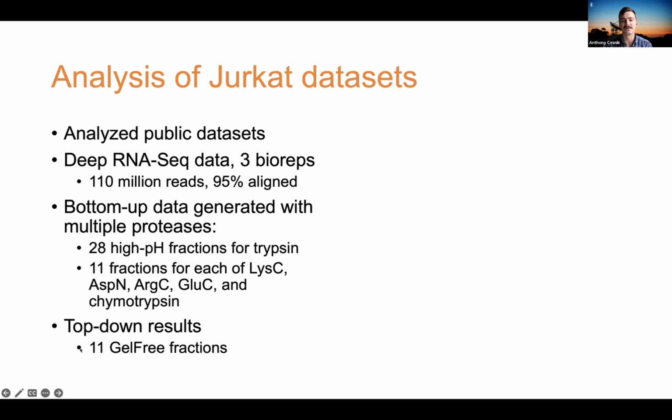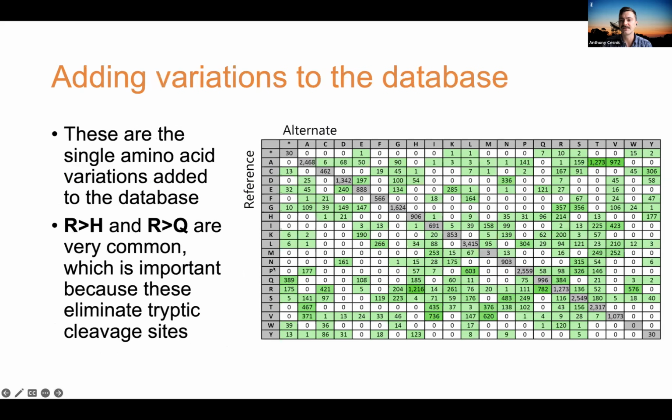Some interesting findings here are that some of the arginine variations are some of the most common ones, and these are particularly important because they eliminate tryptic cleavage sites. So it's important to consider these if you want to expand the number of identifications that you see in bottom-up, but it also points to the value of top-down, since hopefully you can just see these mass differences in the precursor mass of proteoforms.